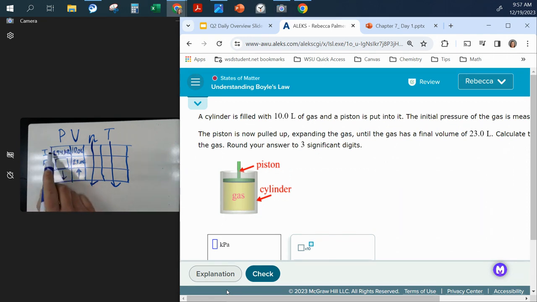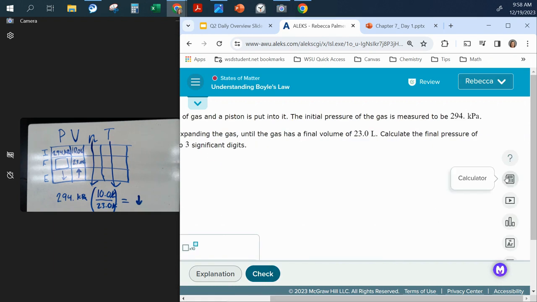So we're going to take our pressure and then use these two numbers to get a smaller number. What ratio of these numbers gives us a smaller value? 10 on the top over 23.0 liters. So liters cancels, and then we should get a smaller pressure, excuse me, pressure.